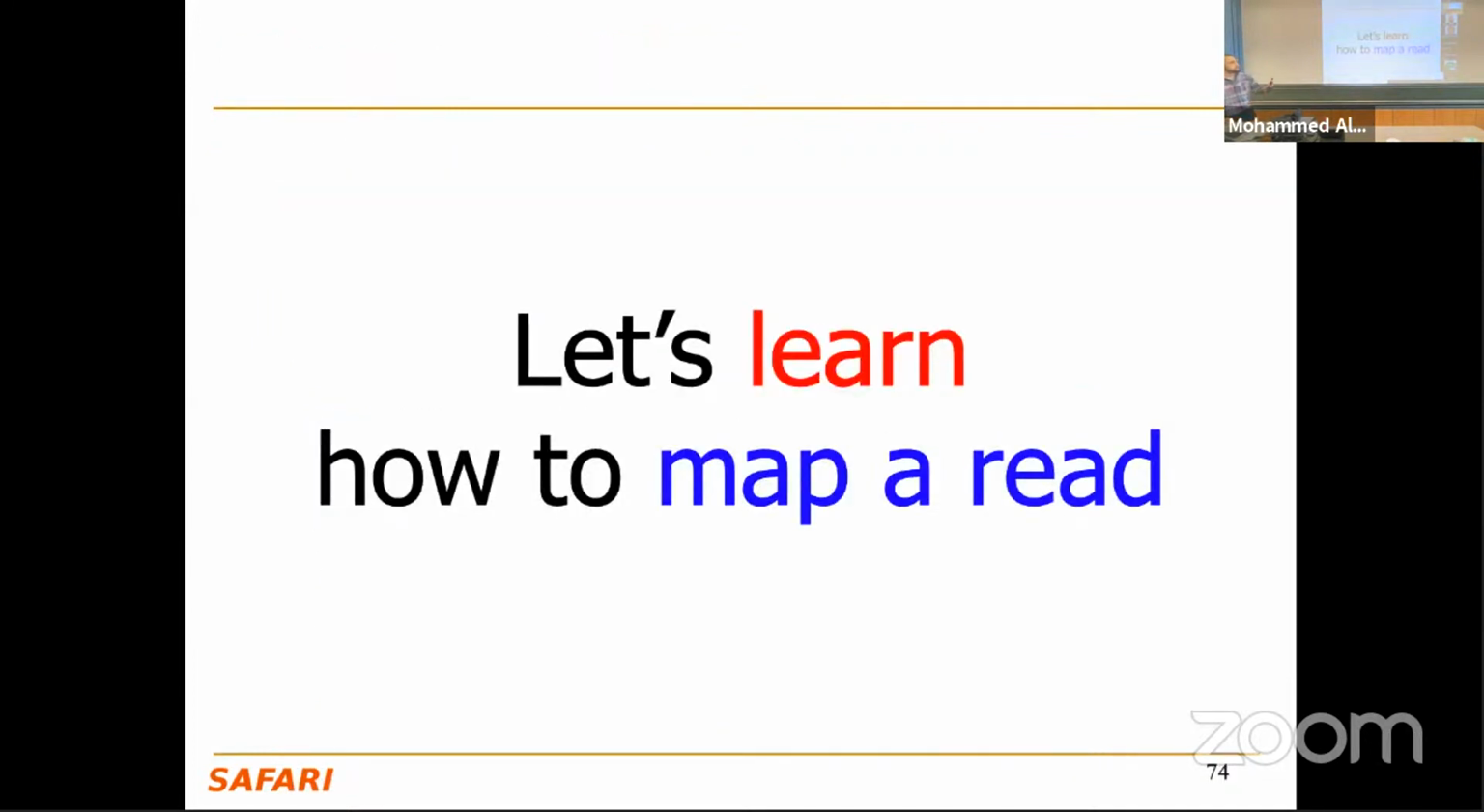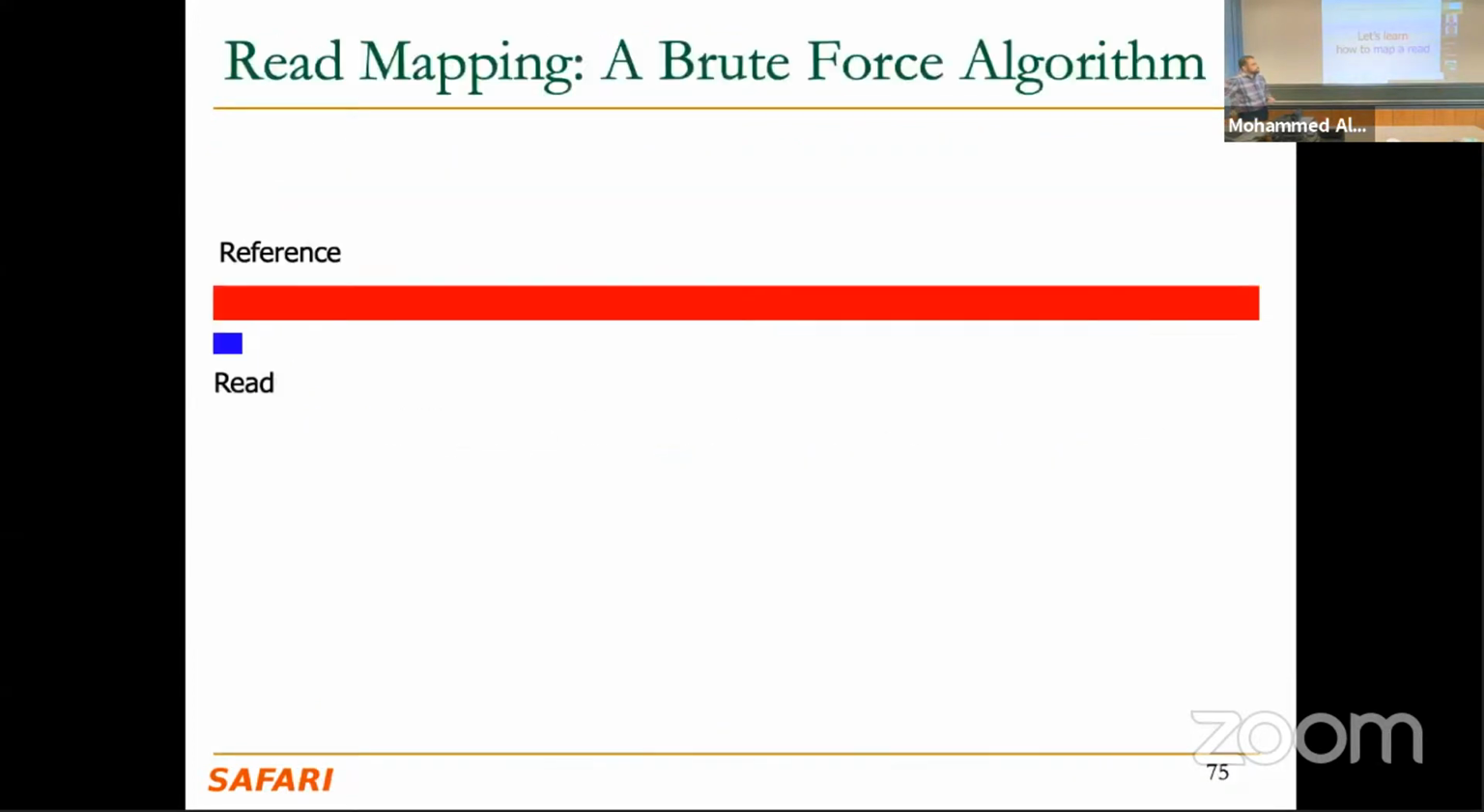Okay, now let's learn and practice how we do mapping a read. One option is to do brute force, where you check every single location in the reference genome. So you get the read, you check every location in the reference genome, and you see where it fits. Then you repeat the same thing for the next read, for the third read, until you finish the read set. That is brute force. And as you can guess, it's really expensive. The time complexity is huge. You cannot afford that.